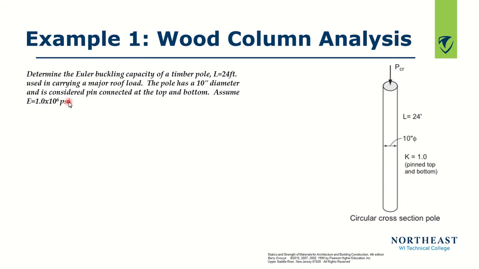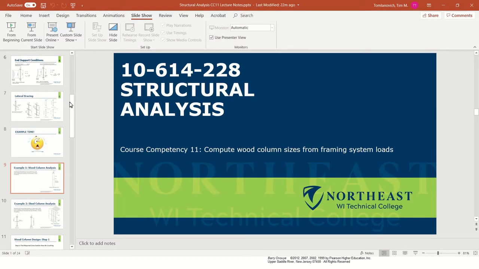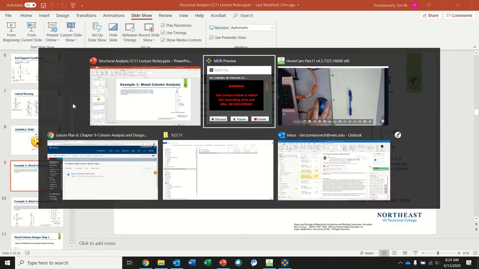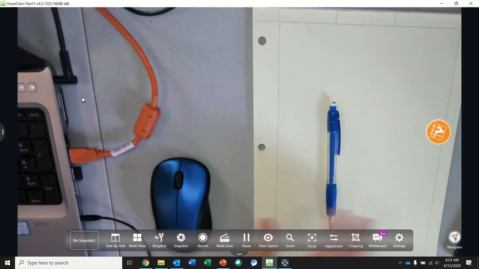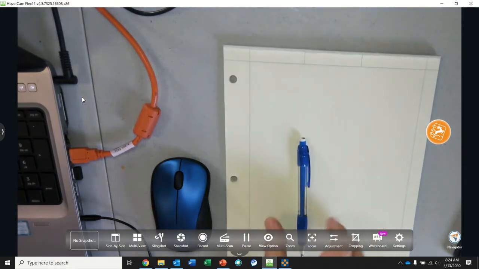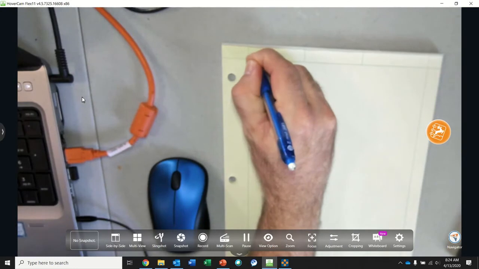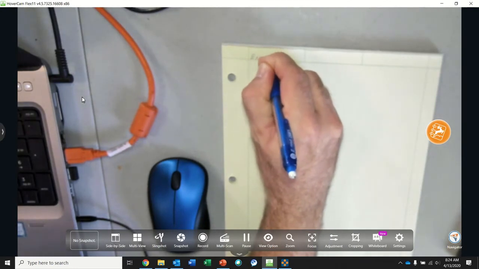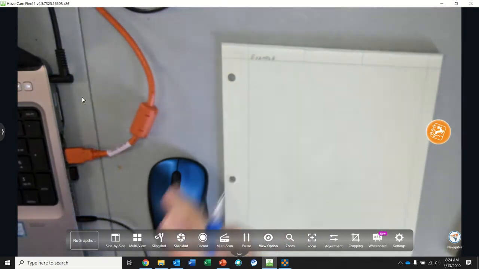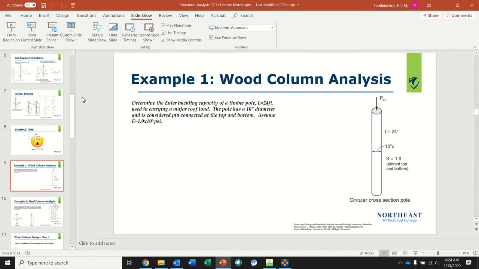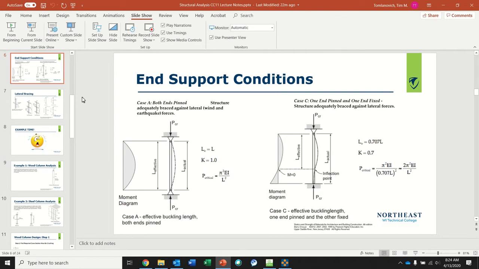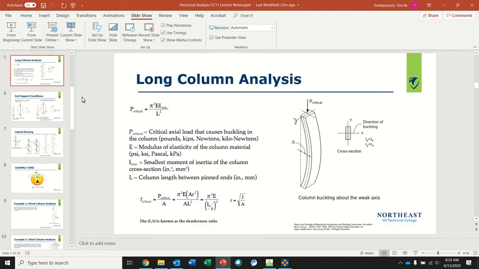Okay, so what I'm going to do is switch to my document cam, and let's do this example. I'll go back to example 1. So what is it wanting us to ask? Determine the Euler buckling capacity. We're going to do it in terms of both load P and stress. Does this look familiar?